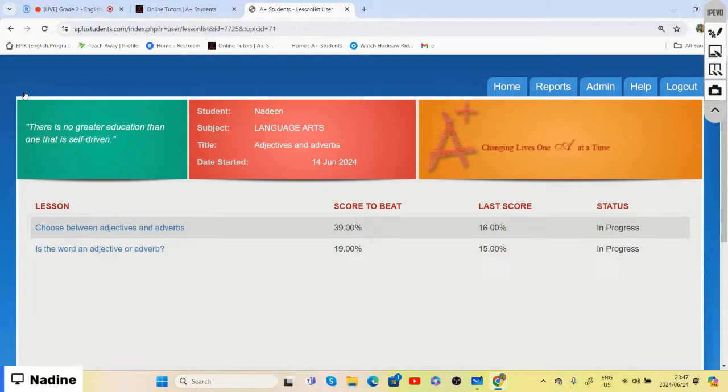All right, so this is the end of our lesson, grade 3. Thank you very much for joining our class. I really hope that you have some form of understanding of what an adjective and an adverb is. Remember, an adjective describes the noun or tells us about the noun, whereas an adverb tells us more about a verb.